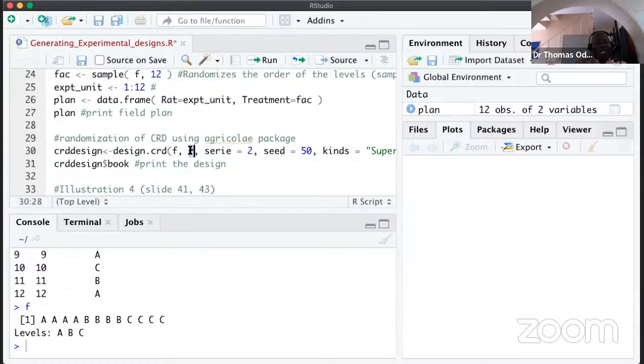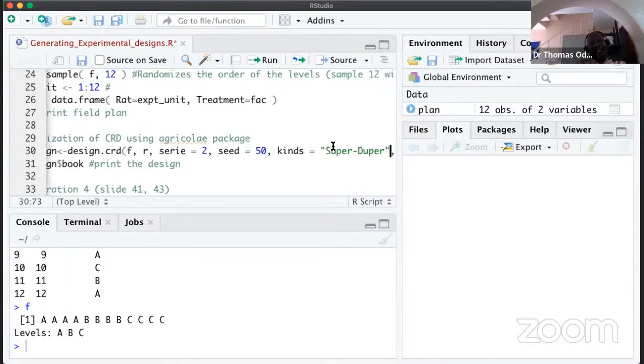You need to tell us, we need R, which is the number of replications. And then we need a series. I'm going to explain what a series is. Then we set a seed. Setting a seed means I can repeat the randomization. If we set our seed to 50, all of us will get the same randomization. And then kind means what kind of randomization we're going to have. Somebody has something called super duper. You can read more about it.